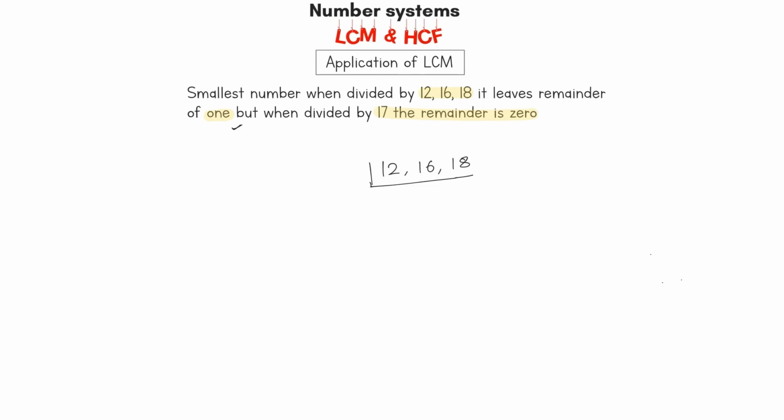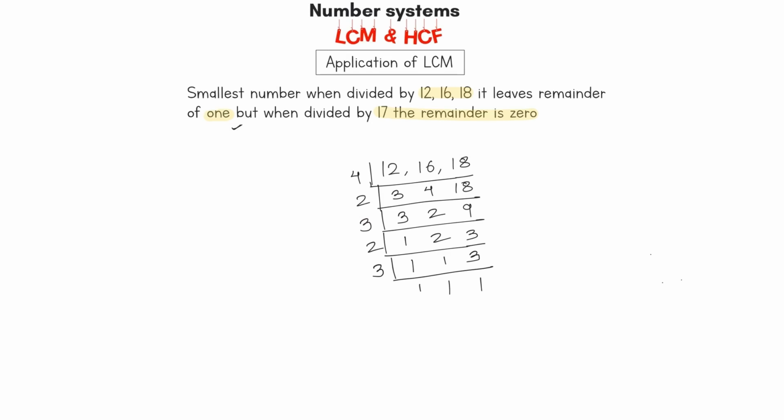This will be 4 3s are 12, 4 4s are 16, 18 remains here. Let's do it by 2. 2 2s are 4, 2 9s are 18, 3 remains here. Then 3 1s are 3, 3 3s are 9, 2 remains here. Then 2 1s are 2 and 3 remains here, 1 is here, and 3 1s are 3 and 1 1 1. That is being solved, 1 here. Now just multiply them.